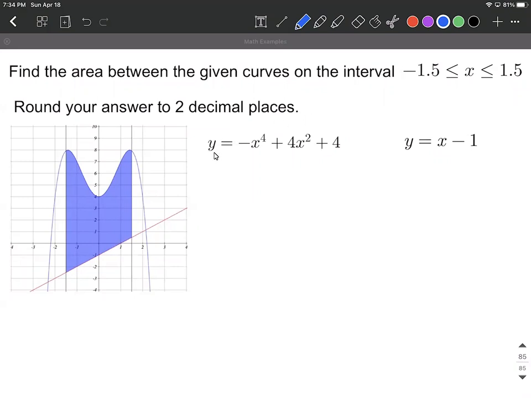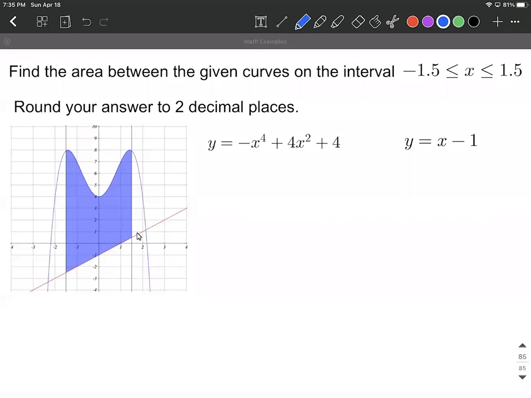So our two functions are y equals -x to the fourth plus 4x squared plus 4, which is going to be this curve going across here. And then this linear curve, so a line, y equals x minus 1. Slope of 1, y-intercept at -1. So it's this bottom curve here.